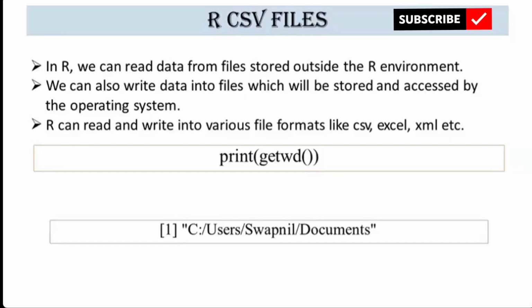If you want to get the working directory, you can go for the command print(getwd()). getwd stands for get working directory. So it will show that my working directory is C:/Users/Swapnil/Documents. Likewise we can get the working directory.